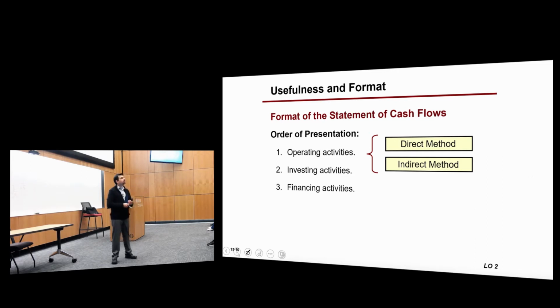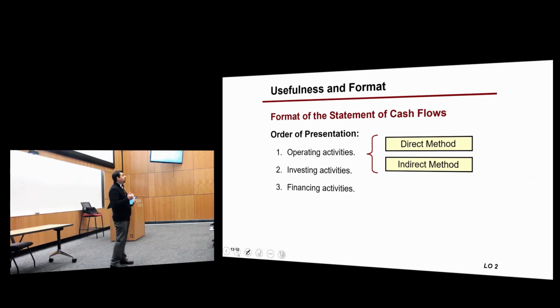I will cover the direct method later on, but it will not be included in the exam. I'm just including it so that you understand what we mean by it. Conceptually speaking, the FASB and academics prefer the direct method because it's more solid and makes more sense. However, in practice, companies prefer the indirect method because it's simpler, easier, and much more practical to use.